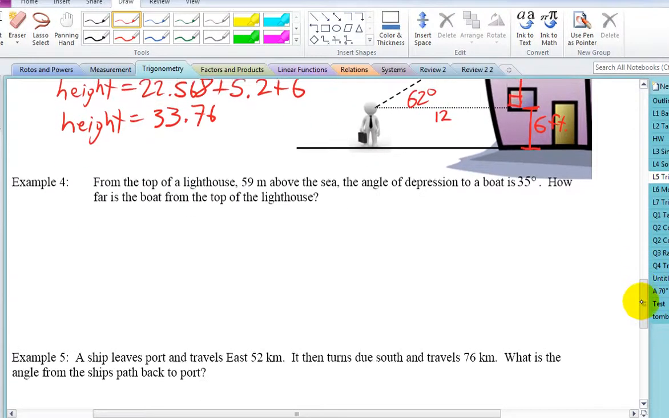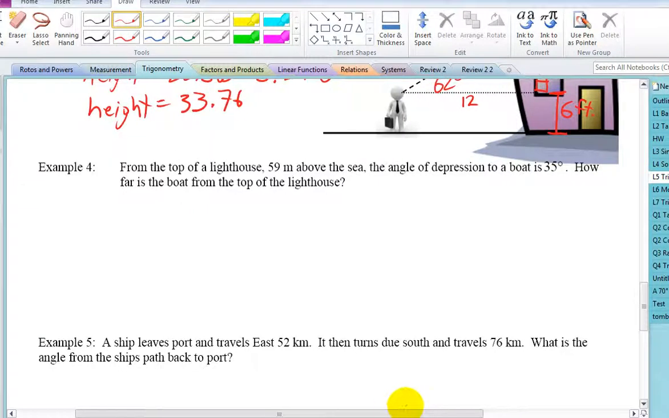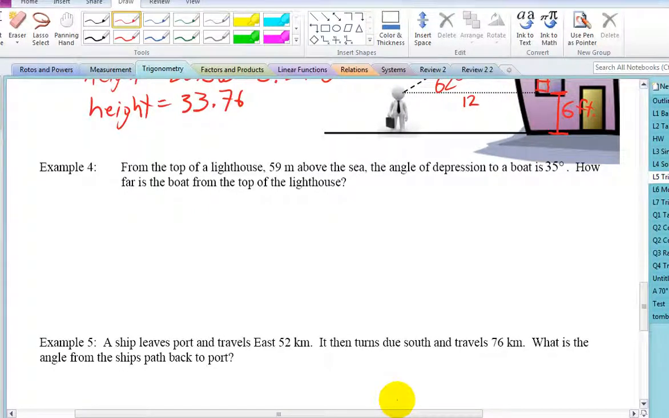Next one. Okay, so now we're getting even more complicated. A lighthouse 59 meters above the sea. Where would you find a lighthouse? Probably on a shore or on a cliff or something like that. And yes, definitely by the sea.